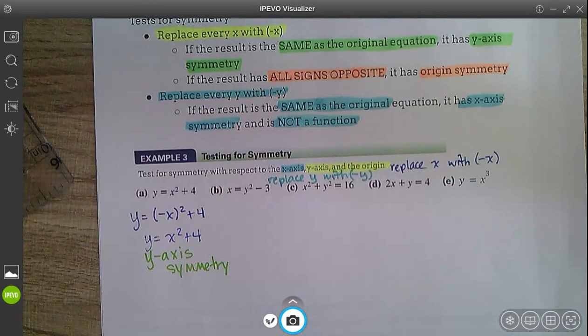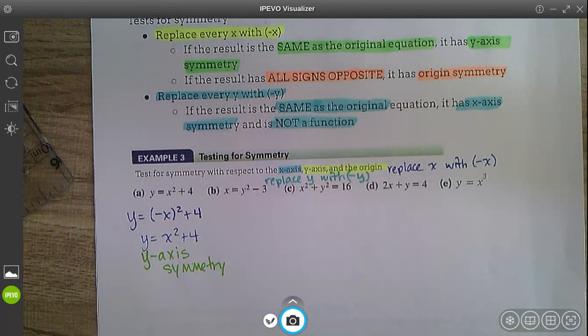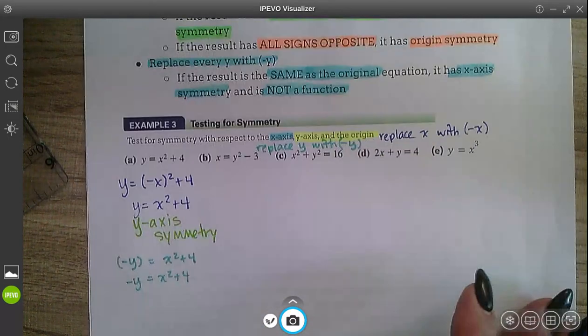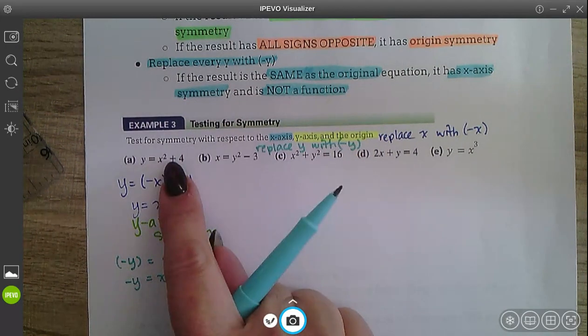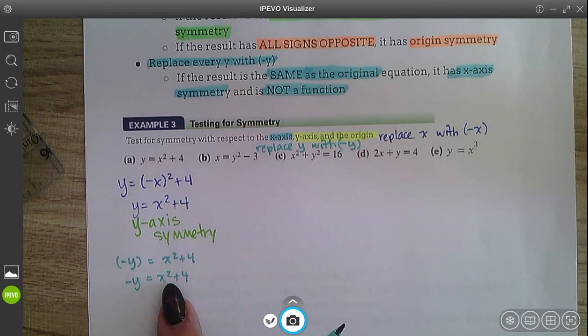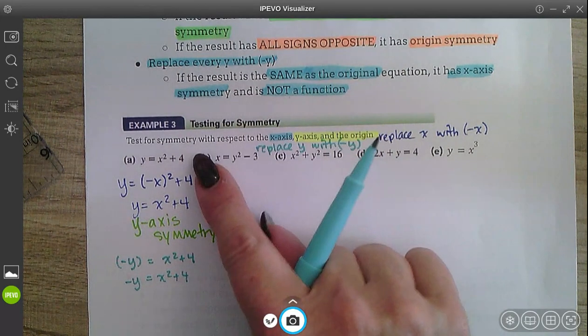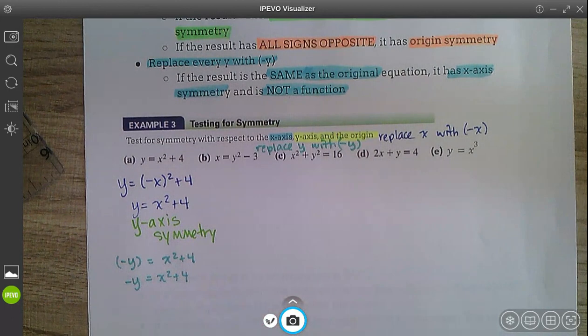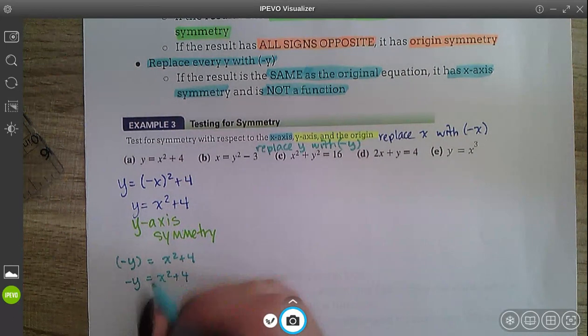And if I end up with the same as the original, then it has x-axis symmetry. So I replace y with opposite of y. Opposite of y in parentheses is the same as negative y. And if I compare that with the original equation, is negative y equals x squared plus 4 the same as y equals x squared plus 4? It is not the same, so it does not have x-axis symmetry.